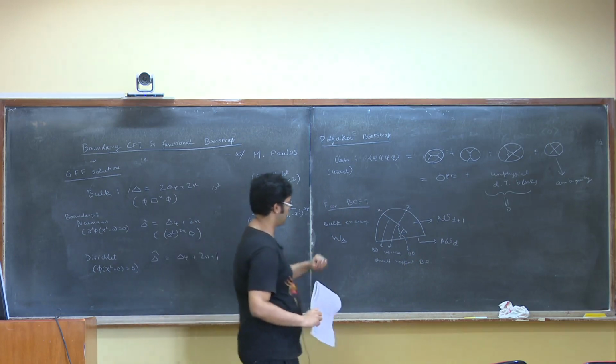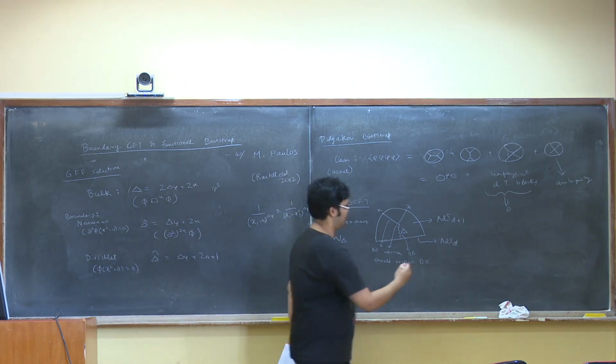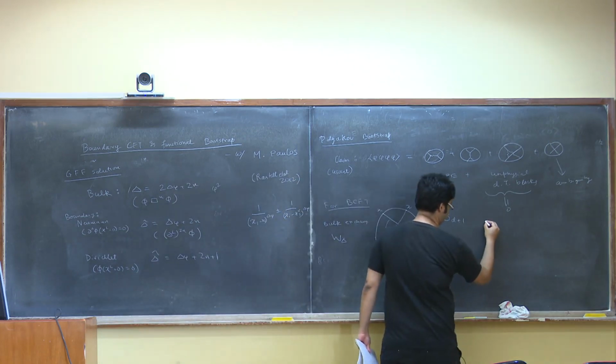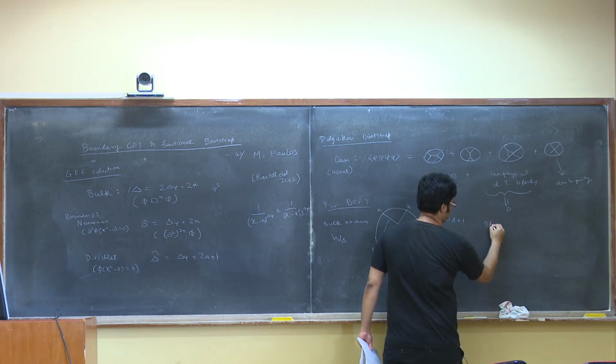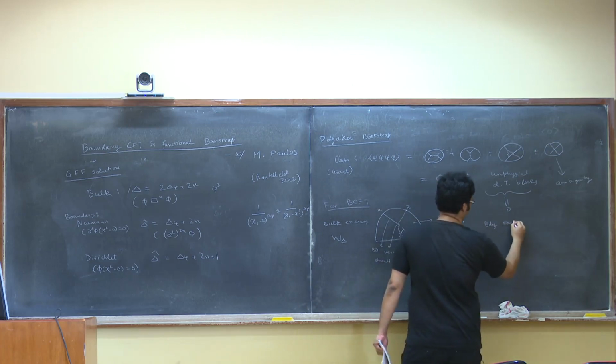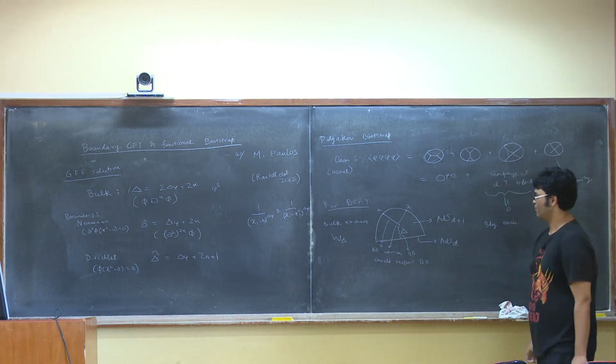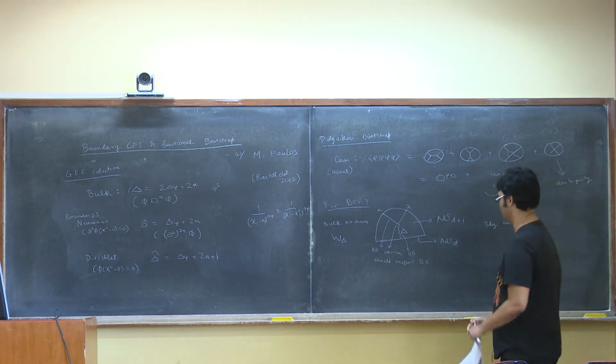So this is a bulk exchange Witten diagram, and then I can have a boundary exchange Witten diagram. The endpoint on the AdS D minus 1 needs to be integrated over? Yes, right.